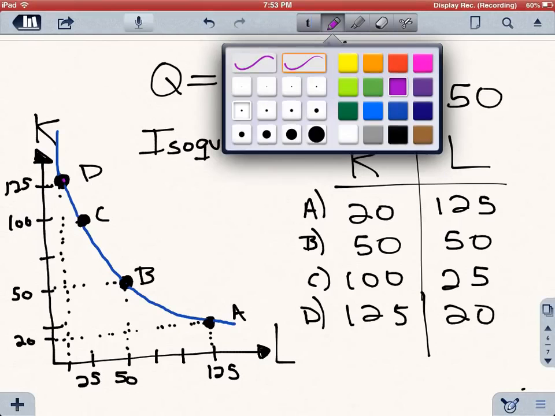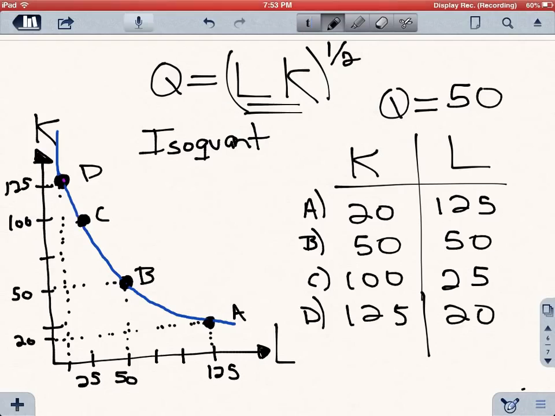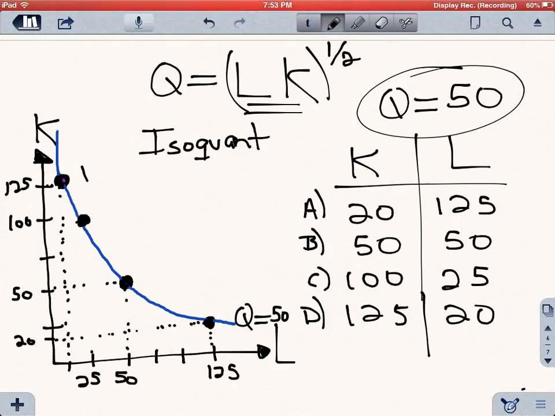Now, another thing you should notice is that all these combinations of labor and capital give you 50 units of output. That means the same way in which one utility curve has the same utility along the same curve, the isoquant will have the same units of output along the same curve. So let's get rid of these points now. What we're saying is that this isoquant along every point is going to give you 50 units of output.